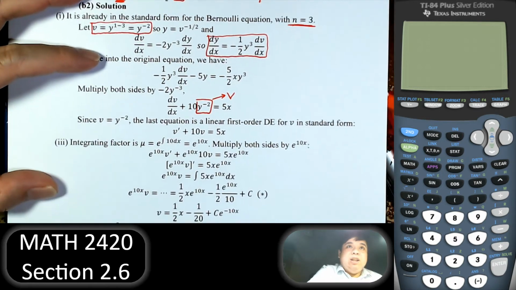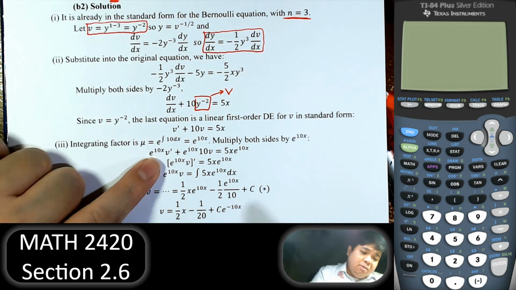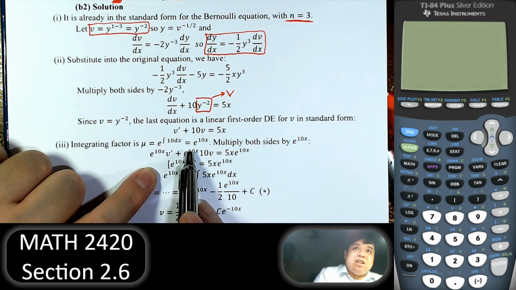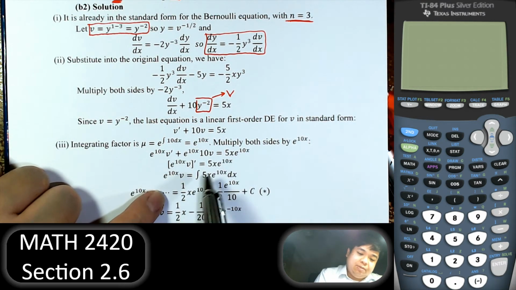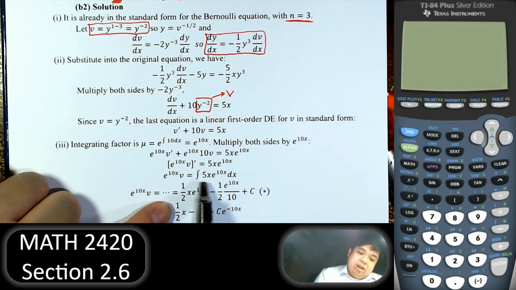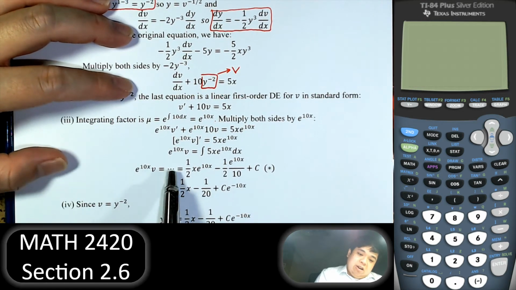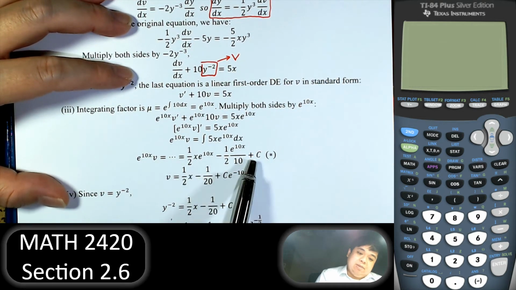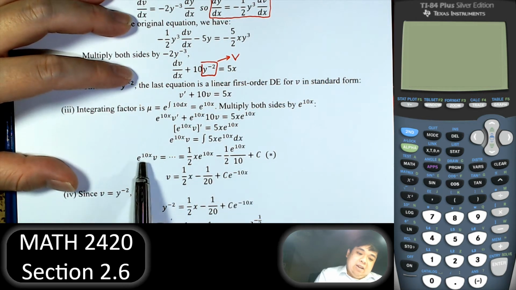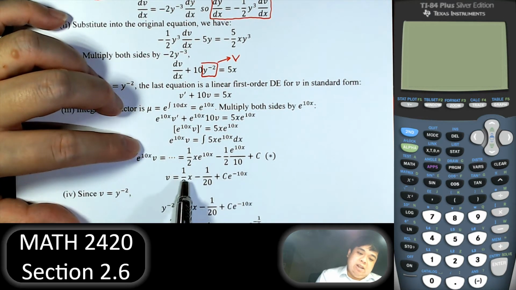So with this linear first order equation, although it looks simple, when we solve it, the integrating factor is e to the 10x. Multiply both sides, so this is standard. That gives us this. The problem here is we have to integrate this, which is integration by parts. When we do that, we'll have this. Divide by e to the 10x on both sides, and we have v equal to this.